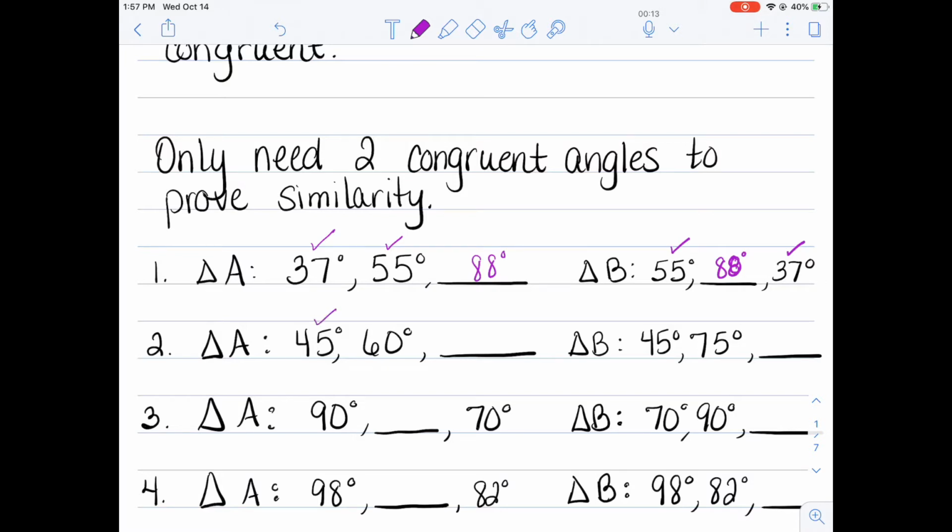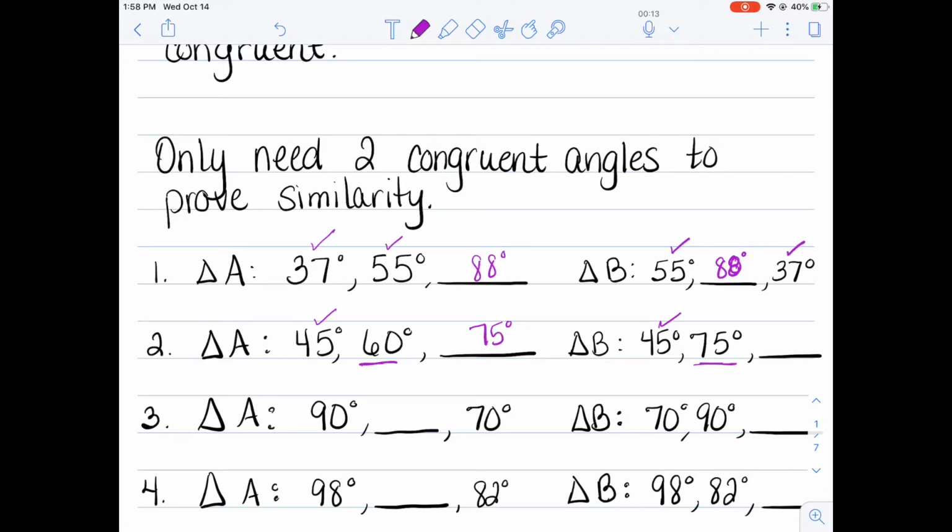So then we look at the second one. We have a 45, great. Now I have a 60 and I have a 75. Those aren't the same, but that doesn't mean that they're not similar. We need to first find out what would be the missing angle in triangle A. So if we add 45 plus 60, we get 105, and we subtract that from 180, we're going to end up with 75. That makes a perfect triangle.